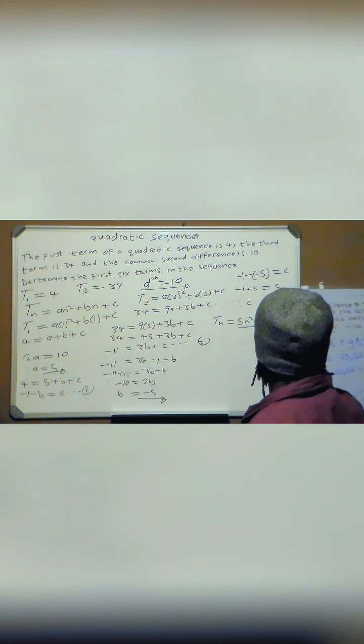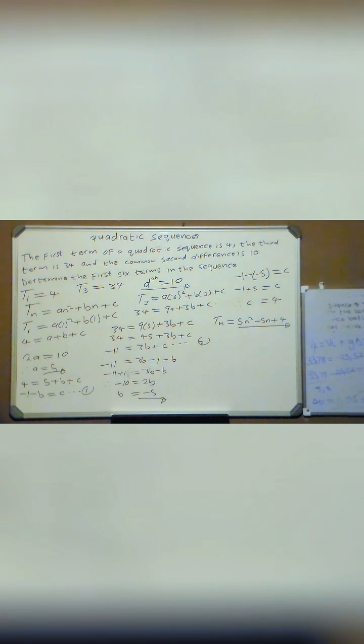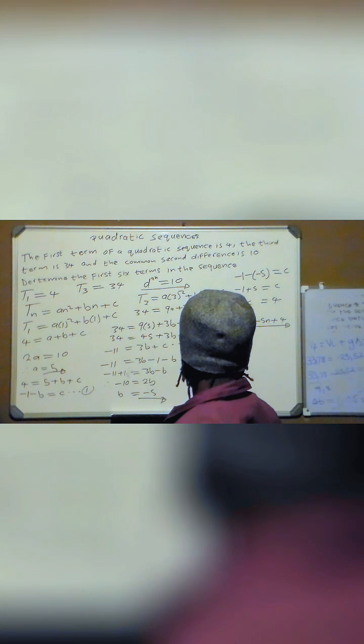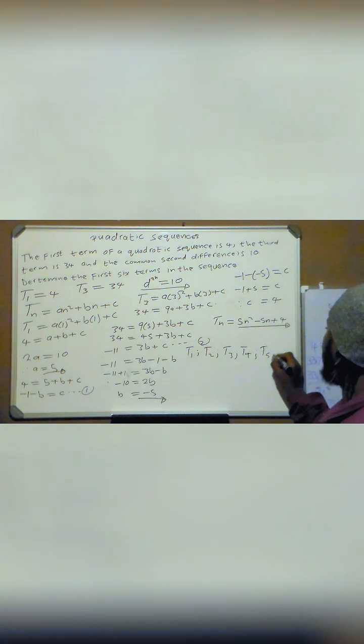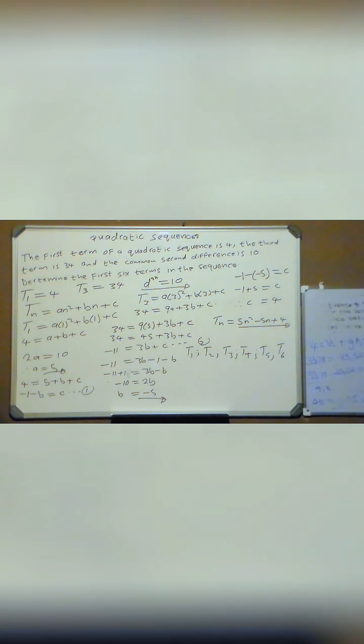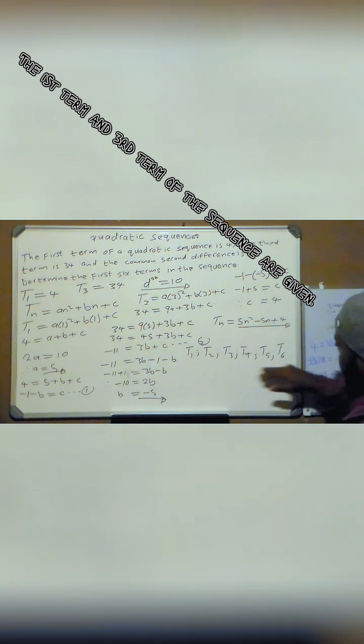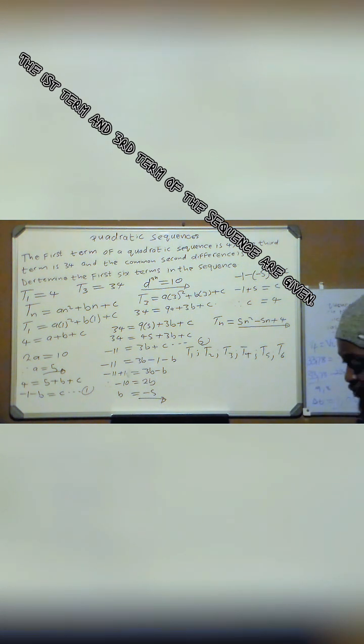Since we now have the general equation, we can find the first 6 terms that they are looking for. They are looking for T1, T2, T3, T4, T5 and term number 6. For term 1, where there is n, we substitute 1, and then we get the term that they are looking for. For term number 2, for n, we substitute 2, and so on for all of them. You can also do it on your own there.